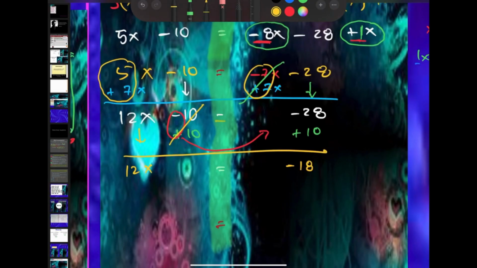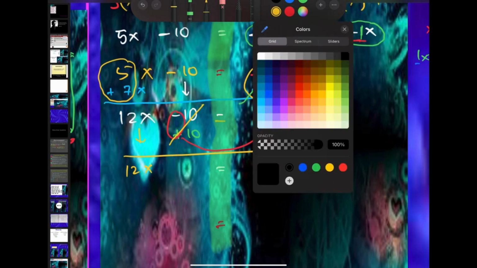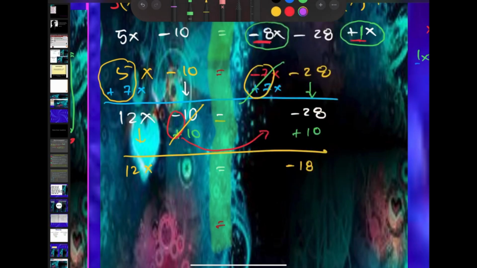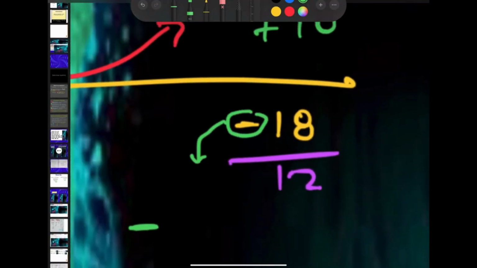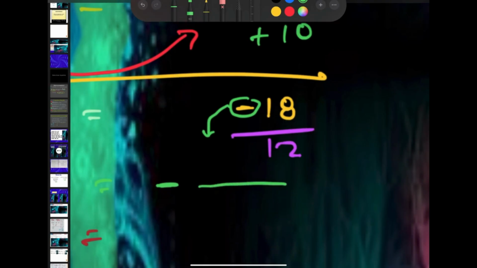Partner A, tell partner B, how do you get rid of the 12? Yeah, the opposite of multiplication is division. I get x equals. I want you to notice the negative sign here in yellow. I'm kind of putting it in line with the purple. Does that make sense? Because a negative divided by a positive is negative.